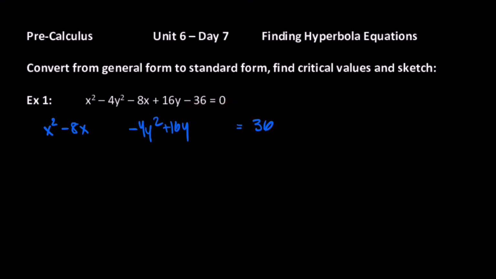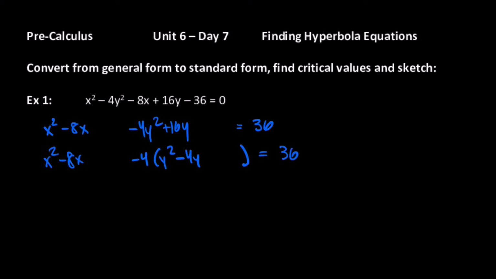Here's why hyperbolas are a little bit challenging. There is no GCF with the x's, so I can just rewrite this as x squared minus 8x. But the GCF I need to take out with the y's is a negative 4. Notice I need to take that out. I need to have a positive y squared on the inside. So this will give me y squared minus 4y, and all that equals 36.